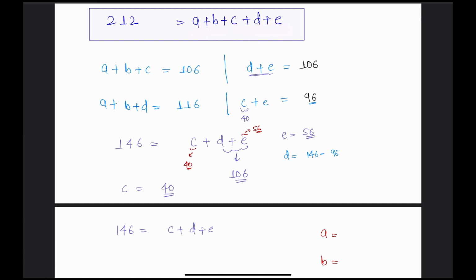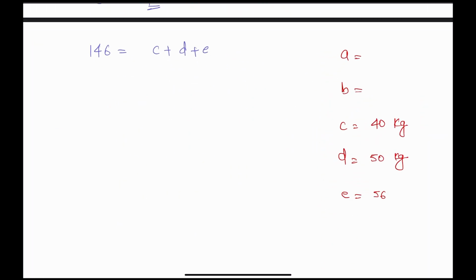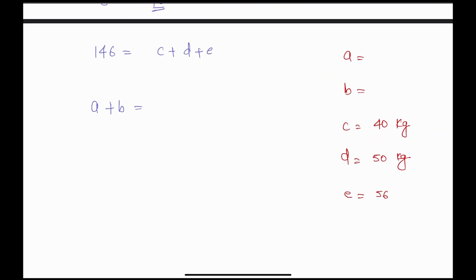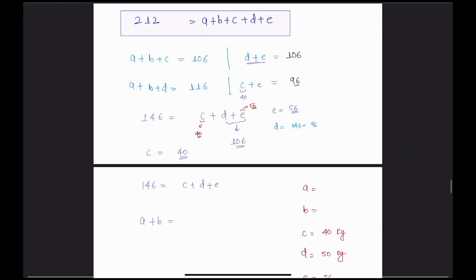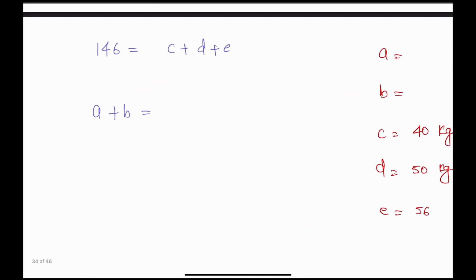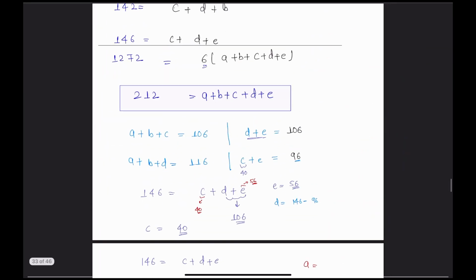So a plus b will be what? It's easy. a plus b will be equal to 212 minus 146. So first of all, we can say that 212 minus 100 is 112. 112 minus 46: if I remove first 12, then it will be 34. So 100 minus 34 is 66. So I know the value of a plus b now, but still I want to find out the individual values.